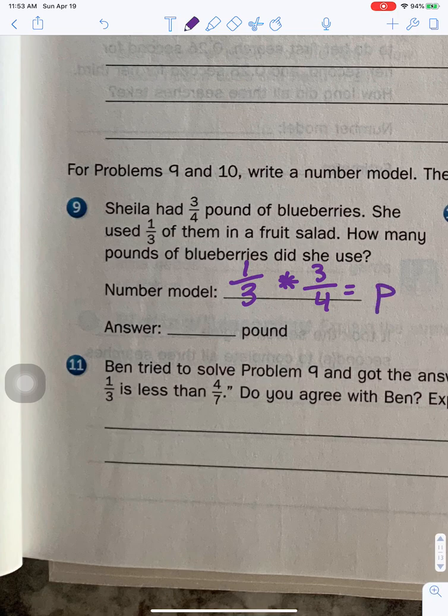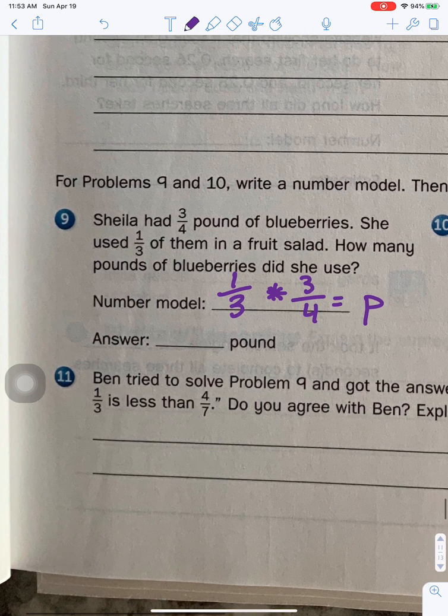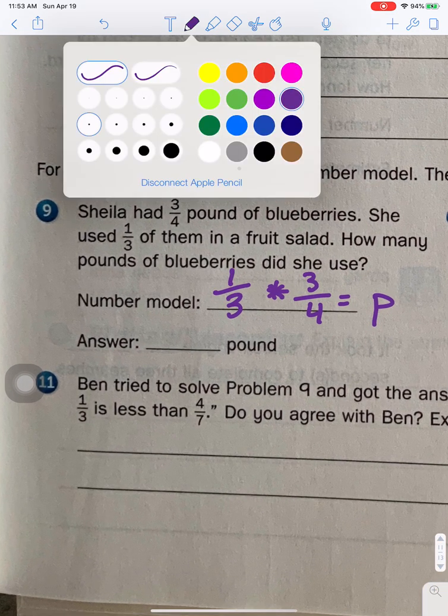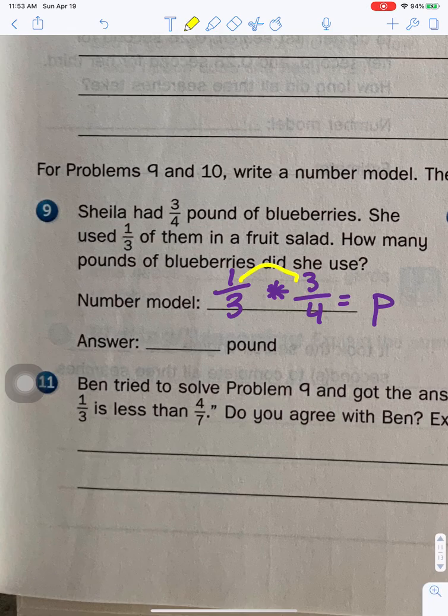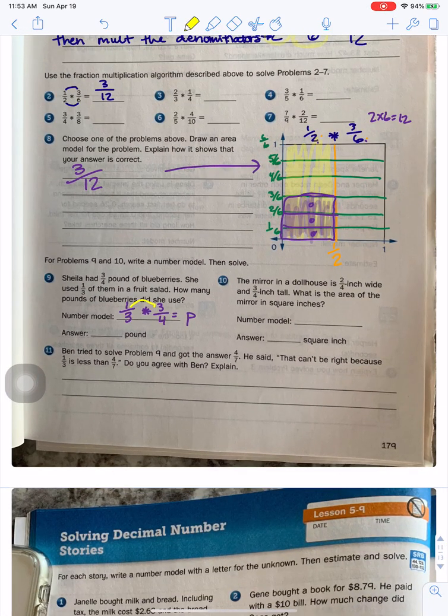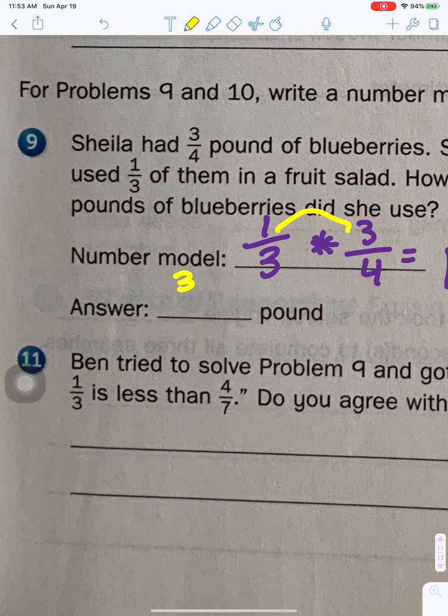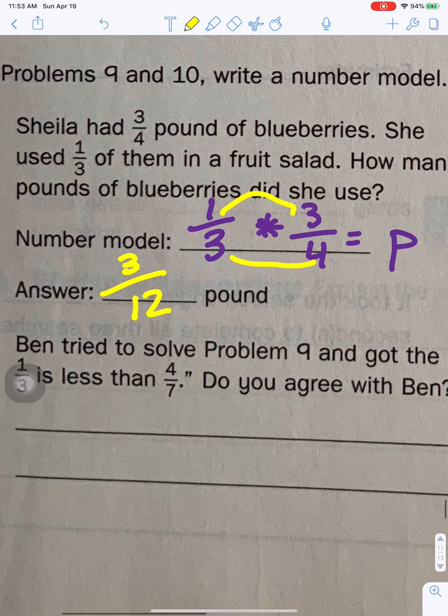So for this one, we're going to just use a shortcut for sake of time. 1 times 3 is 3. So we're going to multiply the numerators and then multiply the denominators. 3 times 4 is 12, and our answer is 3/12. I'd like you to finish this page, press pause, and then move to the next page.